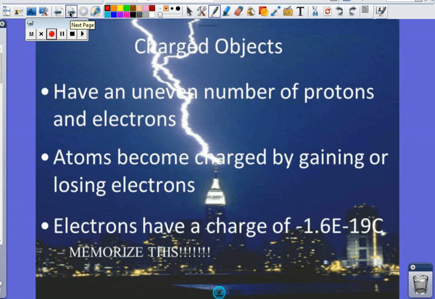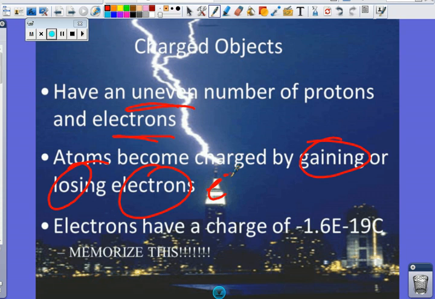Well, a charged object has an uneven number of protons and electrons, and you become charged by either gaining or losing these electrons. A lot of times you'll see me write that just as an e negative. I guess I learned that a long time ago, and that's just where it comes from. So you become charged when you lose electrons.